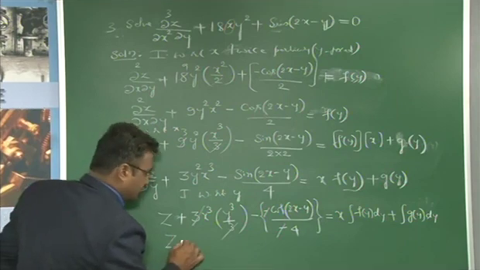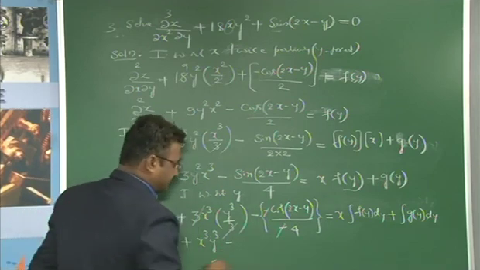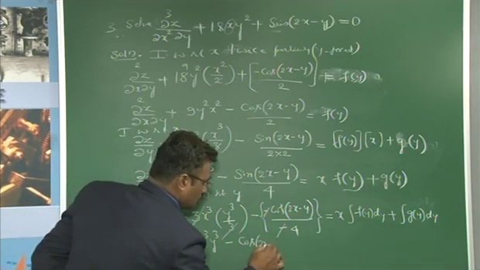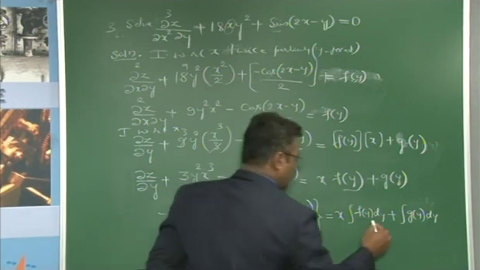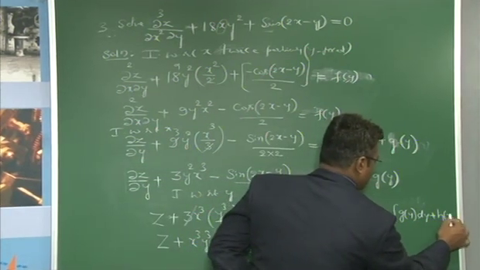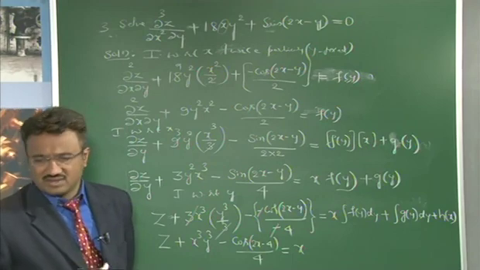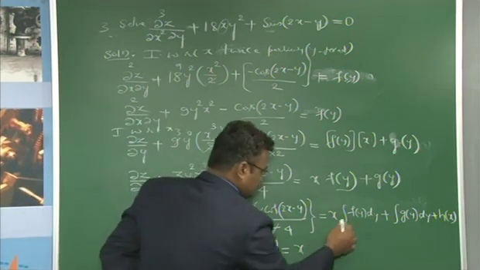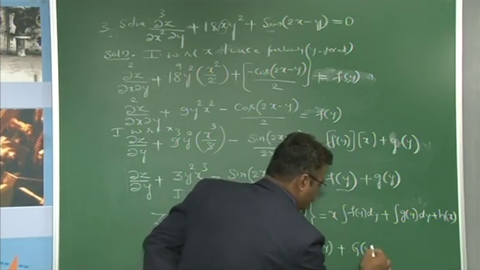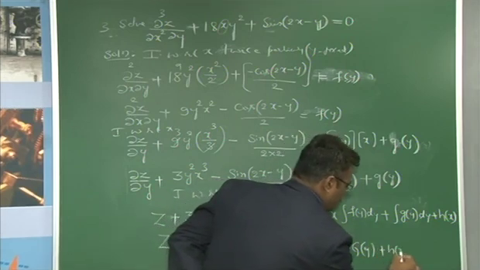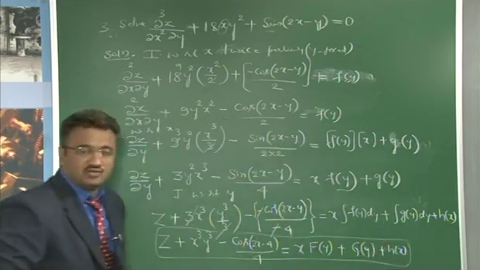After simplification, we get z plus x³y³ minus cos(2x − y), then all divided by 4, should be equal to x into, and also after integration here one more constant will appear in terms of x, that one we write as h(x), whatever you can call, say h or φ, whatever you want, you can call as convenient. This is a capital F(y) plus this is capital G(y) plus h or w, whatever you can call here now. So this is the required solution we get now.